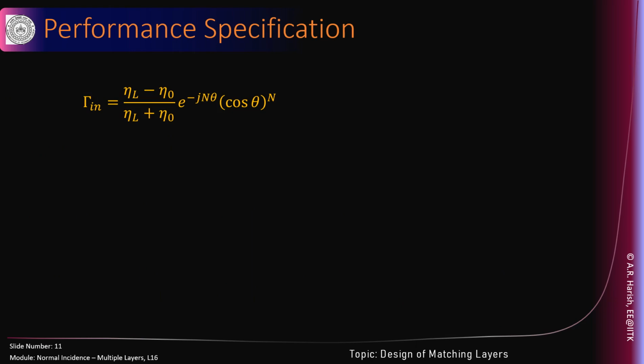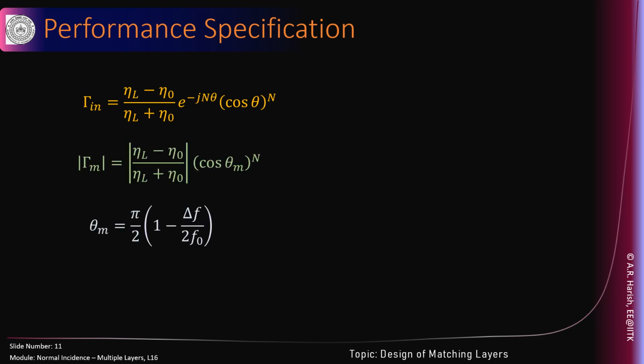Now, what is gamma in? If you remember this equation, it is given as eta L minus eta naught upon eta L plus eta naught e to the power of minus j capital N theta cos theta to the power of n. Go back a few slides, you will see how we got this result. And mod gamma m, that is when theta equals theta m, gamma n is equal to mod gamma m. Therefore, mod gamma m is the mod of this quantity, and theta m itself is given by pi by 2 times 1 minus delta f by 2 f naught.